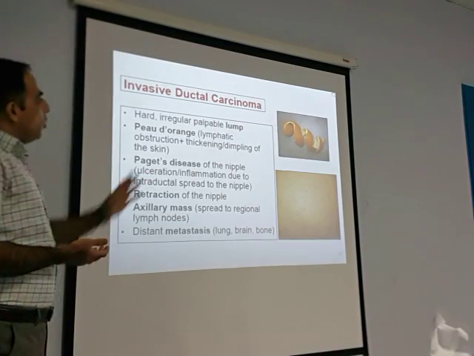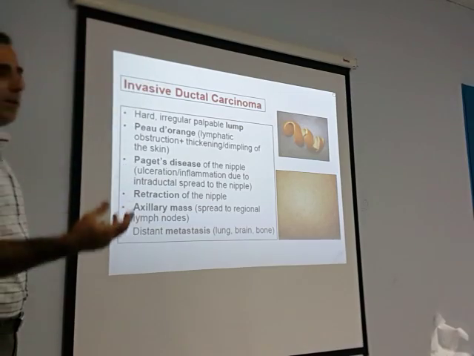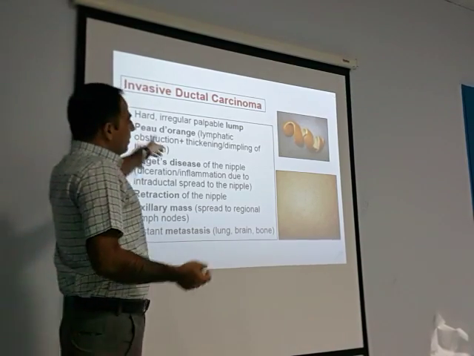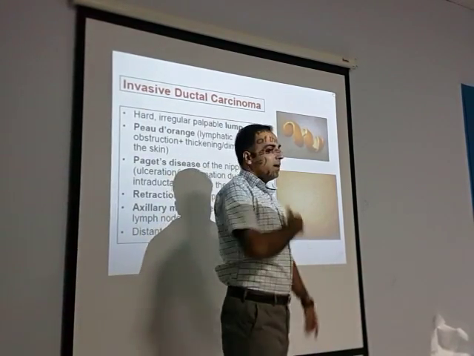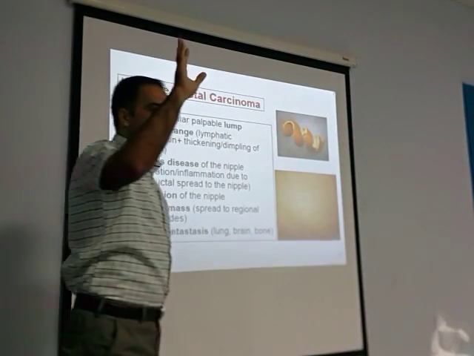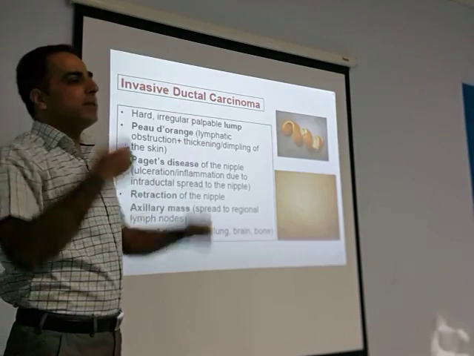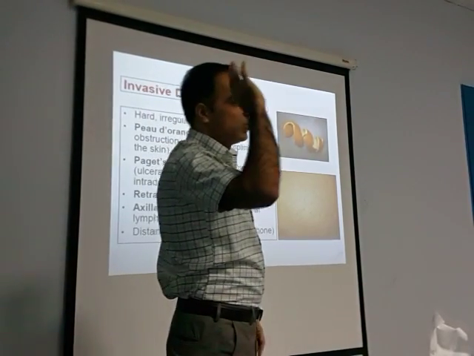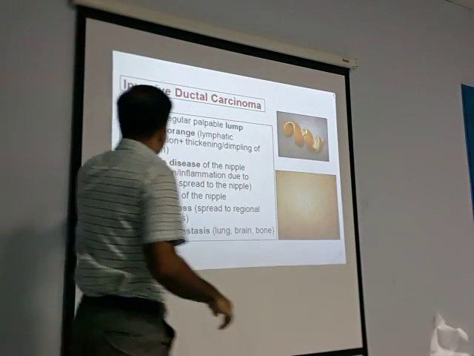Invasive ductal carcinoma, how will it present? It will be hard and irregular, okay? And you will have the peau d'orange appearance. The skin over the breast will look like an orange. This is an indication of a carcinoma which has infiltrated the skin and the lymphatics. So it's a dangerous sign.